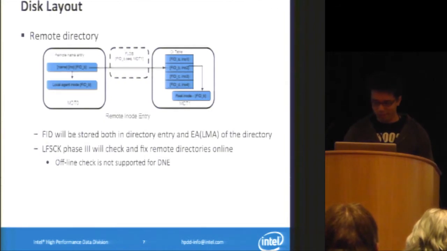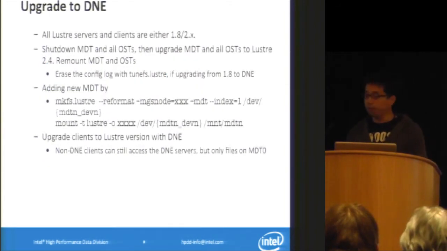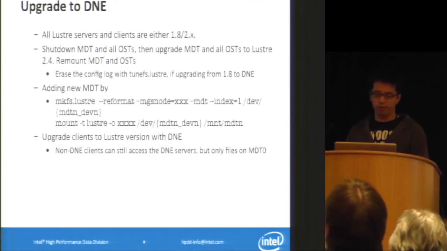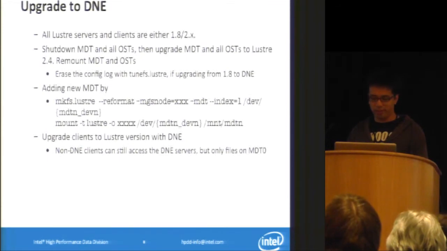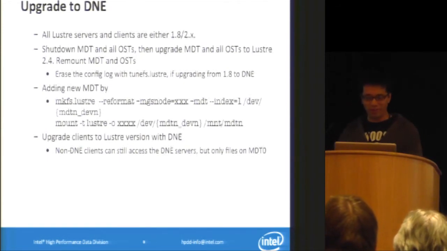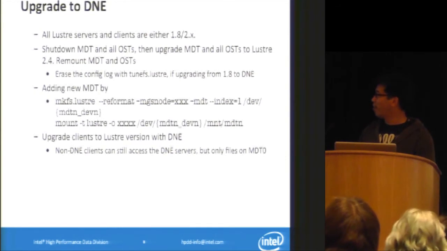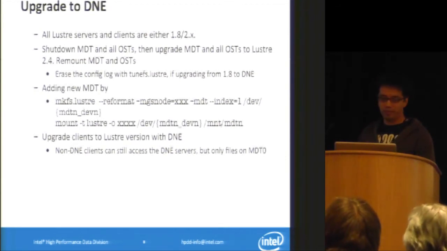That's not very good. The upgrade to DNE is quite simple and straightforward. First, all the Lustre servers and clients must be 1.8 or 2.x. I think that's true nowadays. Then you need to shut down your MDT and OST and upgrade the MDT and all the OSTs to Lustre 2.4.